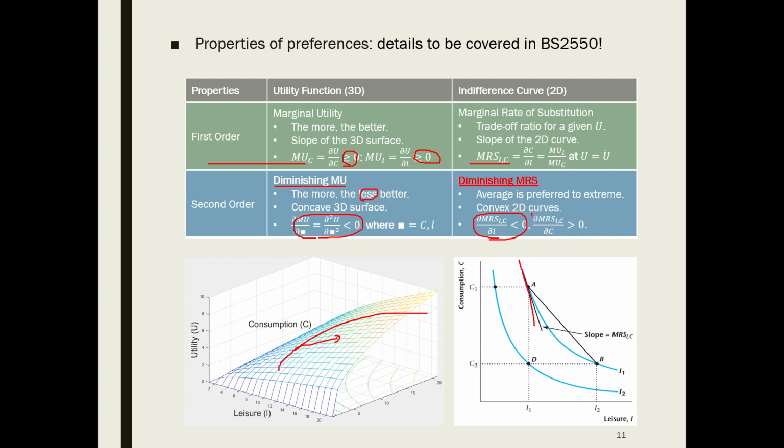One interesting implication of the diminishing law is that the cross derivative is positive. That is to say, if you take derivative with respect to consumption first, and then take derivative with respect to leisure, then this second derivative is positive. It is like the more you eat bread, the more you want to eat butter. It is because there is a complementarity between different goods. Average is preferred to extreme.